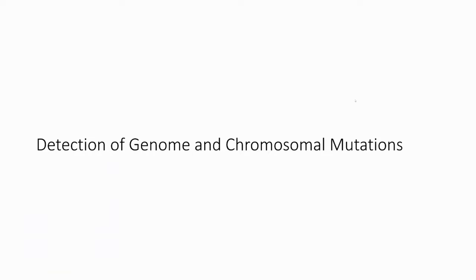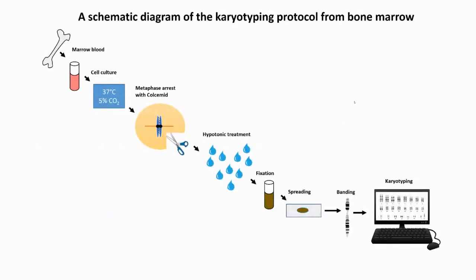Okay, and then there are many techniques that you can use to detect genome and chromosome mutation. So one is karyotyping, right? So you arrest the cell in metaphase, and then you disrupt the nuclei using a hypotonic solution, so that those 23 pairs of chromosomes can be assembled in an organized display based on their size. All right, and then you'll be able to see the G banding.